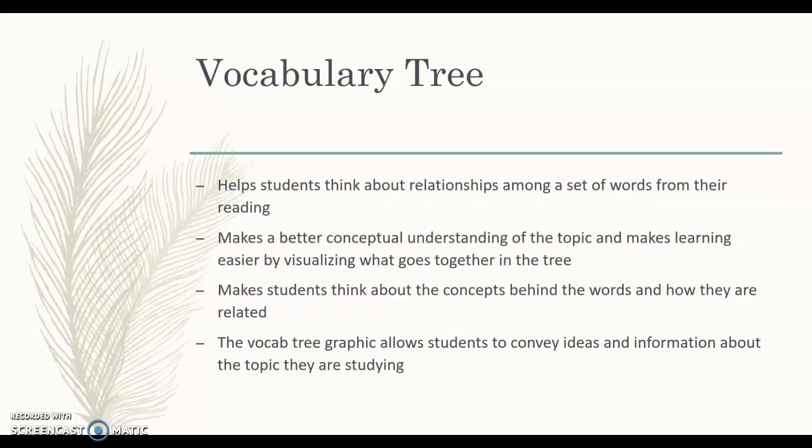So the vocab tree also helps students think about relationships among a set of words from their reading, and it builds a better conceptual understanding of the topic and makes learning easier by visualizing what goes together in that tree. So this makes students think about the concepts behind the words and how they are related, and the vocab tree graphic allows students to convey ideas and information about the topic they are studying. It's a visual graphic that allows visual learners to separate and keep together vocab words and their definitions.